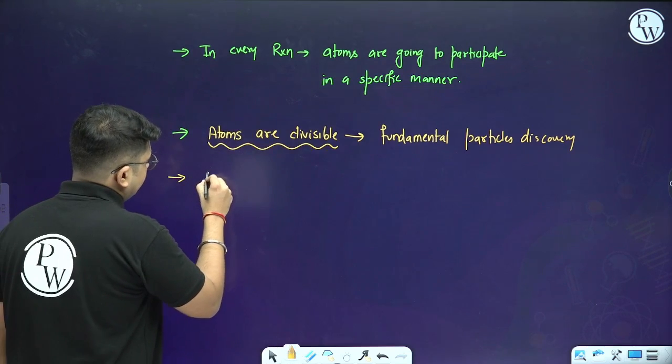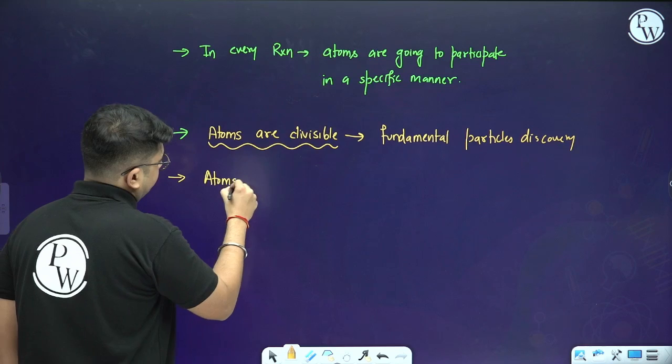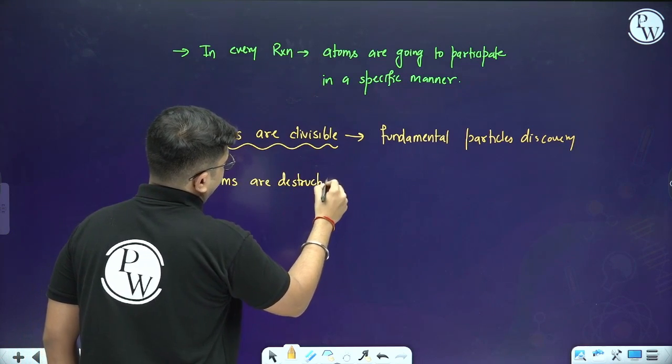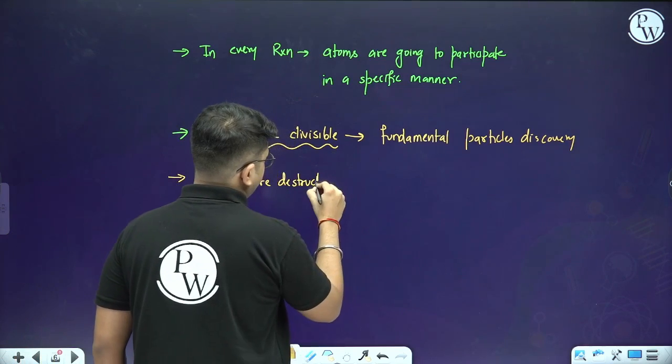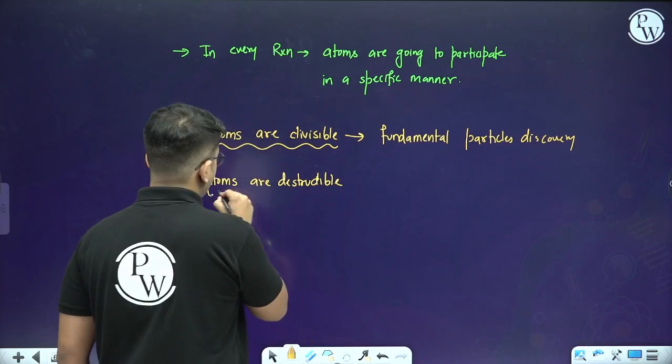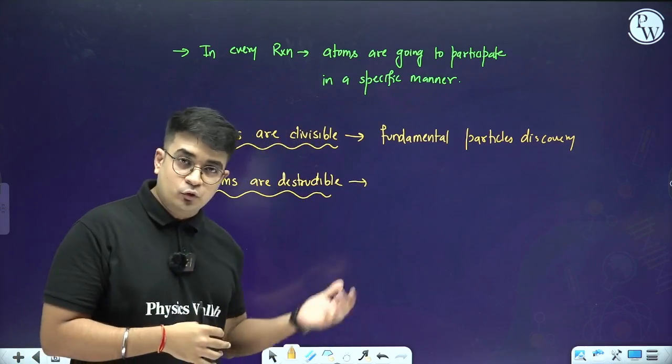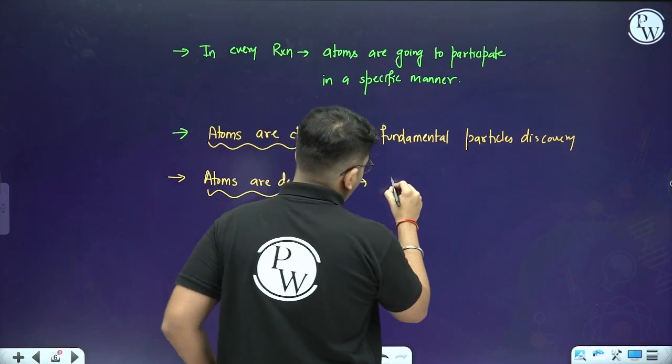The next part is atoms are actually destructible in nature. It means, which type of theory or experimentation proved that particular part? The discovery of radioactive elements.